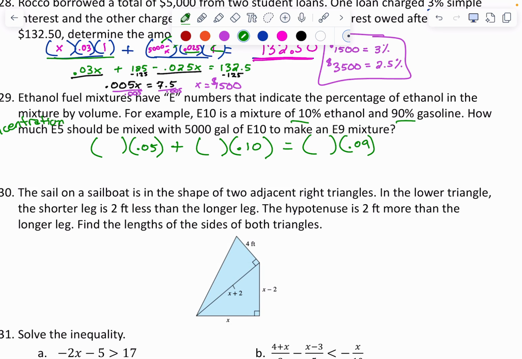Now, where does the 5,000 gallons go? 5,000 gallons is what I already have of the E10, okay? And I don't know how much I'm adding of the E5, right? 5,000 plus X. Okay, so I know that my total final amount has to be 5,000 plus X, or X plus 5,000, whatever. Yeah?